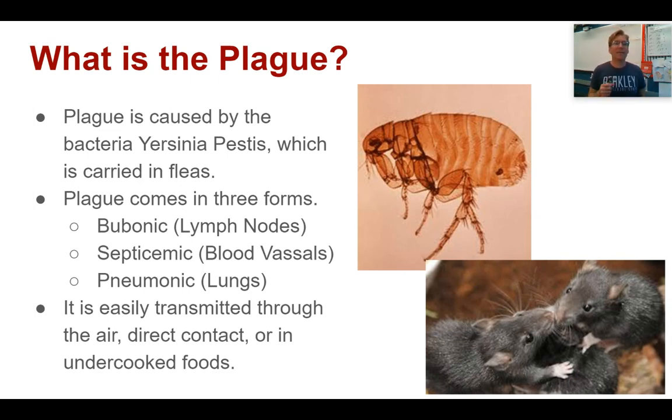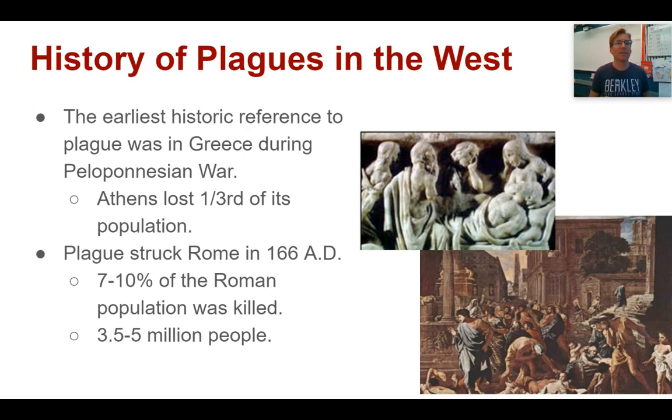There's septicemic, which is plague of the blood vessels, and then there's pneumonic, which is plague of the lungs. Now, these are all easily transmitted through the air. They can be transmitted through direct contact, and they can also be transmitted through undercooked foods. So it can get into you in a number of ways.